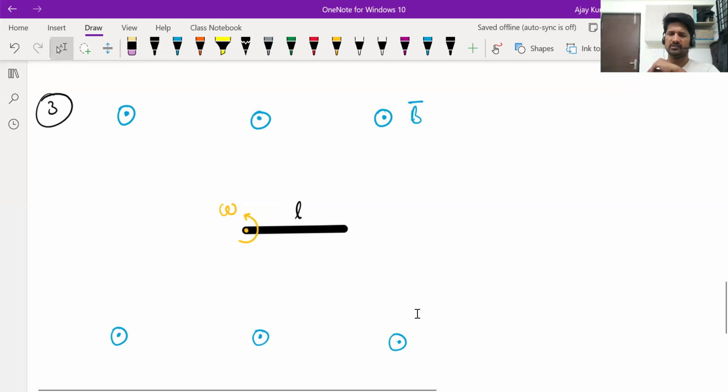This is going anti-clockwise. So will there be separation of charge? If yes, to which side does the positive charge go and to which side does the negative charge go? That's my question. Visualize carefully and tell.